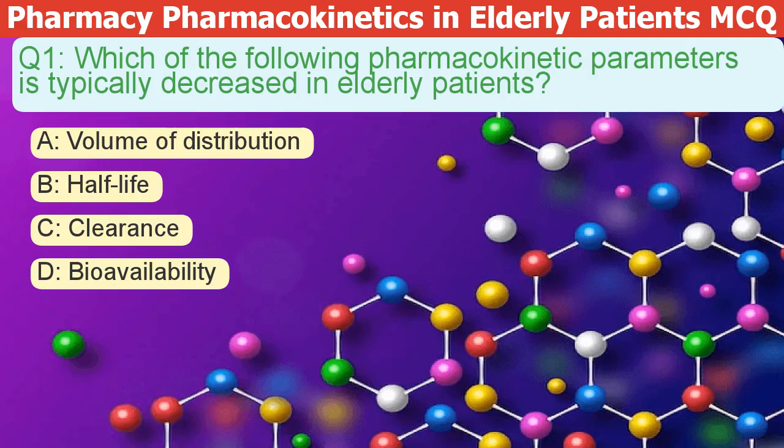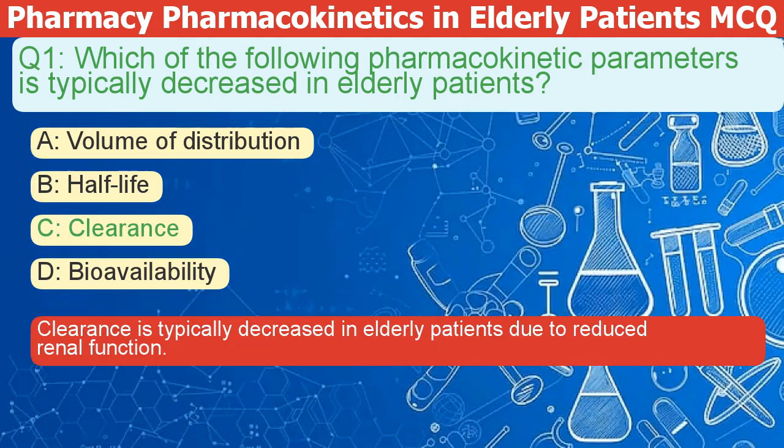Which of the following pharmacokinetic parameters is typically decreased in elderly patients? A. Volume of distribution. B. Half-life. C. Clearance. D. Bioavailability. The correct answer is C. Clearance is typically decreased in elderly patients due to reduced renal function.